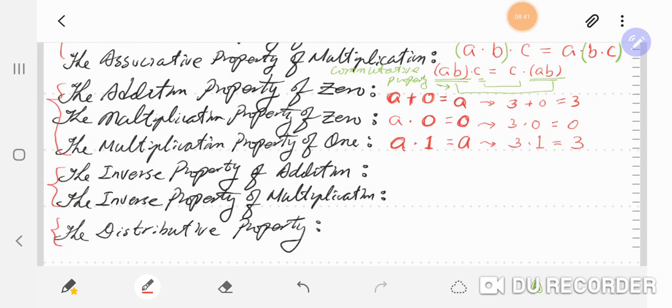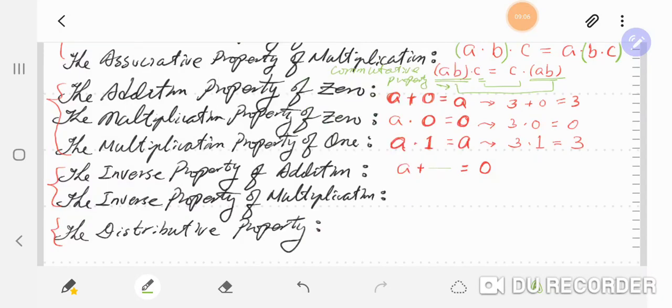Now, inverse property of addition. This is really important. Inverse property of addition and multiplication. This means here is number A, and I want to add something to this number so that the result will be 0. How can you make this number 0 by adding something?